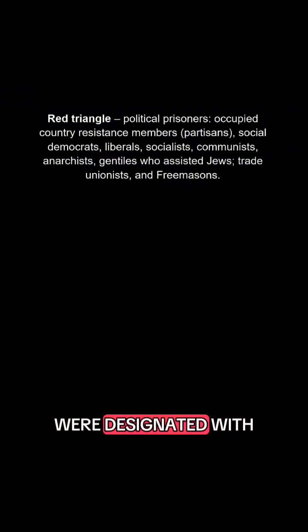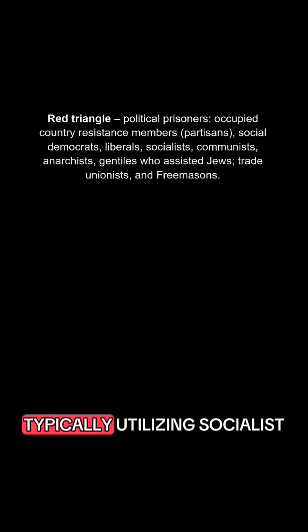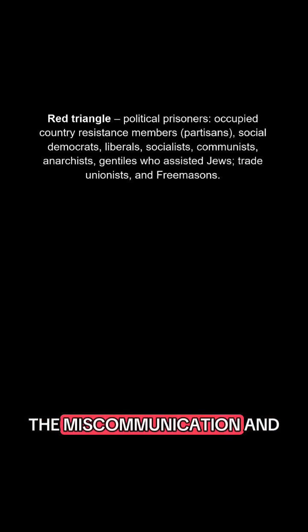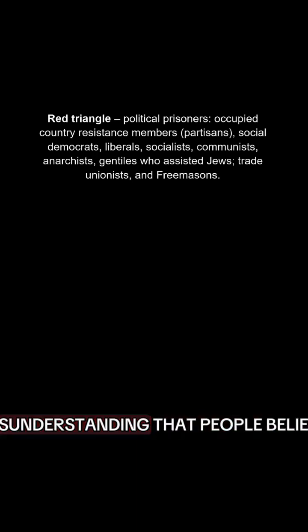The people that were designated with the Red Triangle were considered political prisoners because they stood for what the Nazi political party did not. Initially, the Nazi political party was focused very heavily on being anti-big business, anti-bourgeoisie, anti-capitalism, typically utilizing socialist rhetoric to gain support of the lower middle class, which is why we have today the miscommunication and misunderstanding that people believe that the Nazi political party was the Democratic Socialist Party.